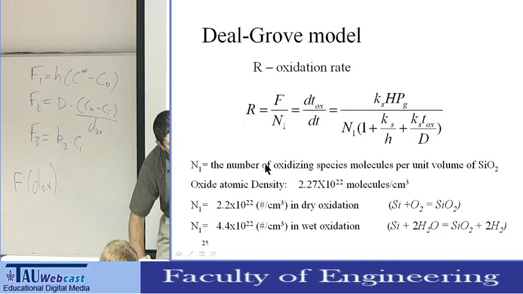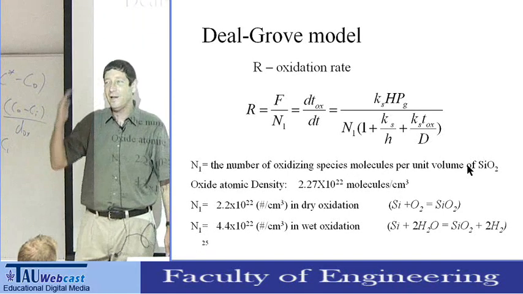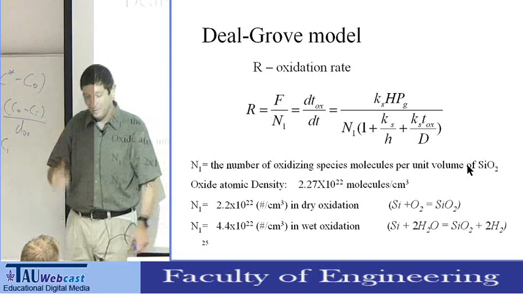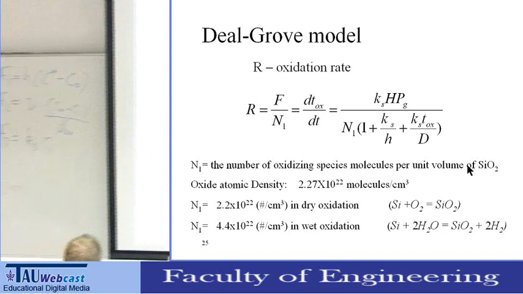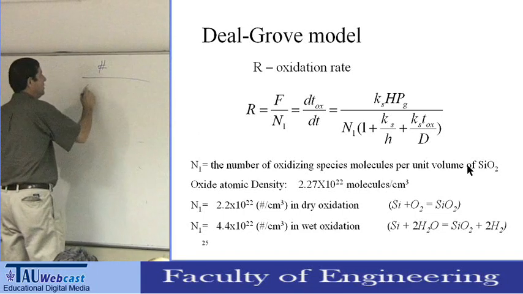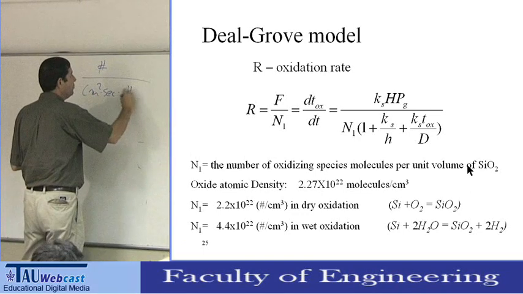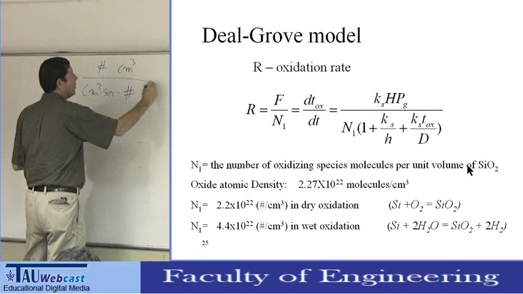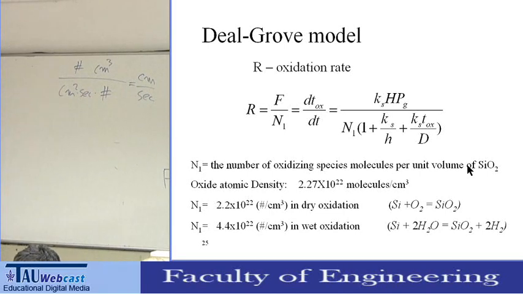Then I divide it by N. N is the number of oxidizing species molecules per unit volume. So the number of atoms per unit area, per unit time, divided by the number of atoms per unit volume is thickness per time. I will write the units here. Flux is number of atoms divided by centimeters square per second. If I divide it by the number of atoms per unit volume, I will get centimeter per second, which is the change of thickness versus time.